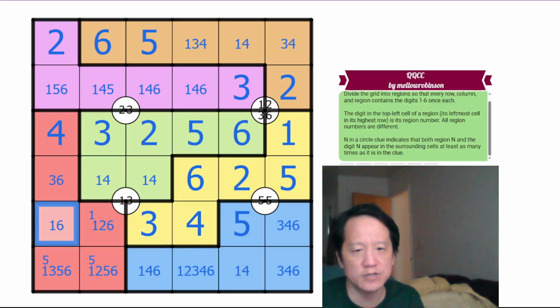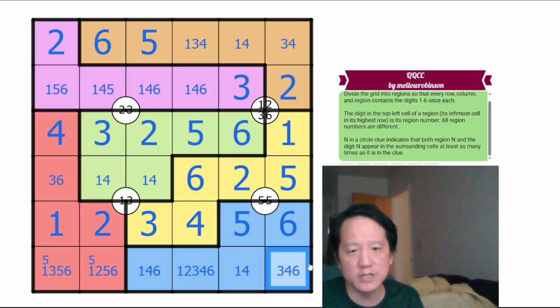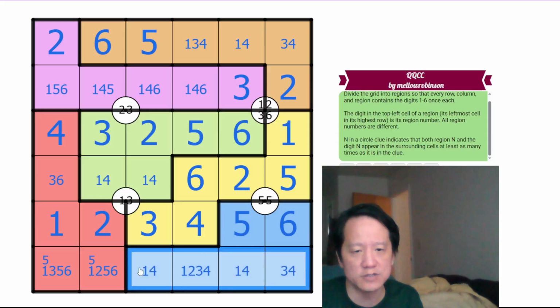3 eliminates 3 here, and 3 here. 4 eliminates 4 here, so that's 6, which makes this 1, which makes that 2. 6 eliminates 6 here, so it's 3 and 4. There's no more 6s here, and this is a 1, 4 pair, which eliminates 1 and 4 in the rest of the row. This can't be 1 or 4, it's 3. This can't be 1, 2, 3, or 4, it's 2.